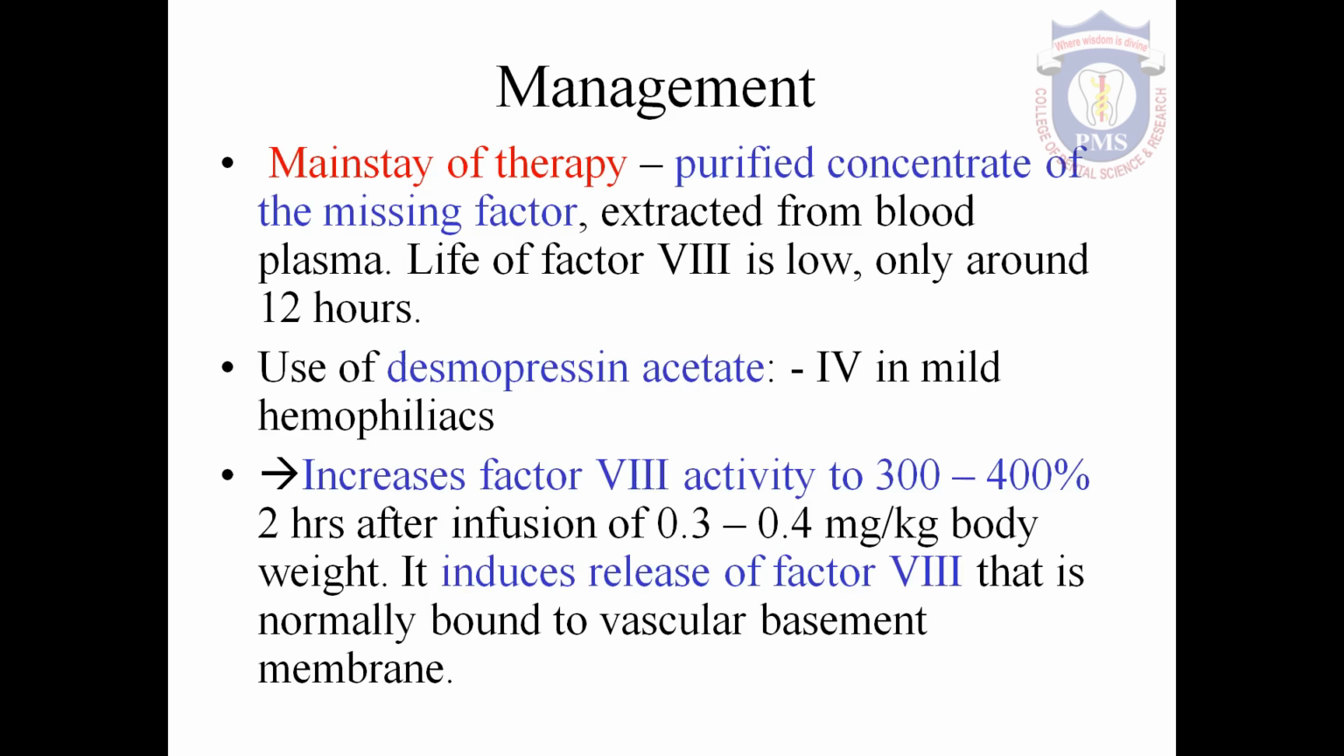And other supportive agents are desmopressin acetate, which can be given IV in mild hemophilic patients. And how does it work? It increases factor VIII activity to 300 to 400 percent 2 hours after infusion of 0.3 to 0.4 microgram per kilogram body weight of the drug. That is, if desmopressin acetate is given to a hemophilic patient with factor VIII deficiency, there will be a boost in factor VIII activity, 300 to 400 percent, after 2 hours of injection. And the dosage of desmopressin to be used is 0.3 to 0.4 per kilogram body weight. It increases release of factor VIII that is normally bound to the vascular basement membrane.